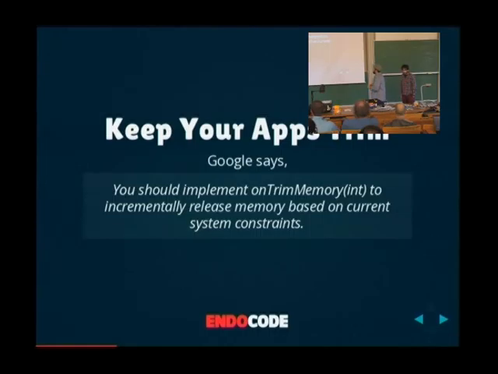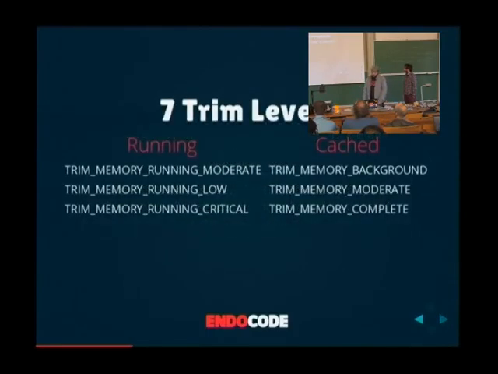So yeah, Google says you should implement onTrimMemory to incrementally release memory based on the current system constraints. Now, onTrimMemory takes an integer parameter, and this is actually a trim level. This will tell you basically how much pressure the system is under. You have two basic categories: your running apps, and your cached apps. The cached apps are basically the ones in the background, and they're lower down on the LRU list to be killed, if need be. And the rows are basically for the urgency, the moderate and the background for the cache.